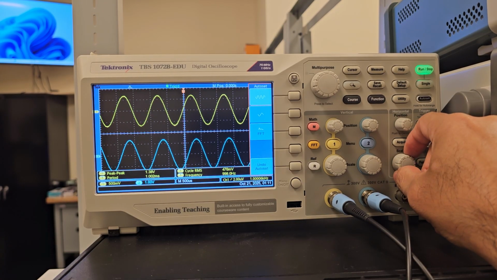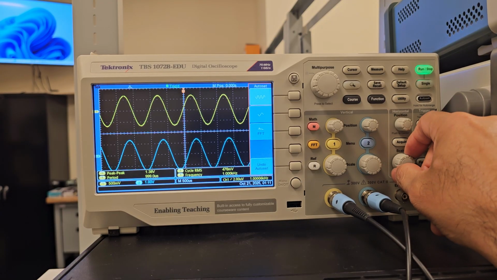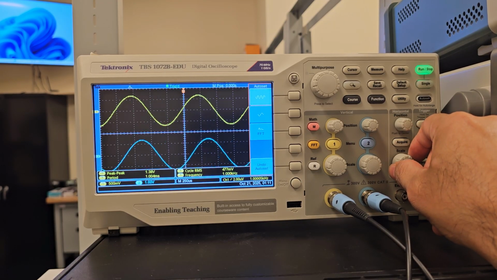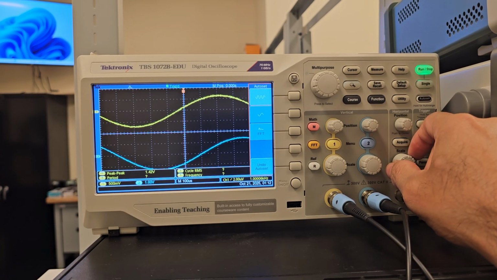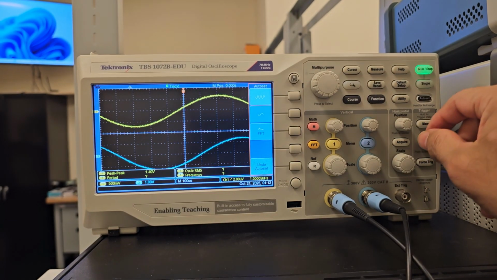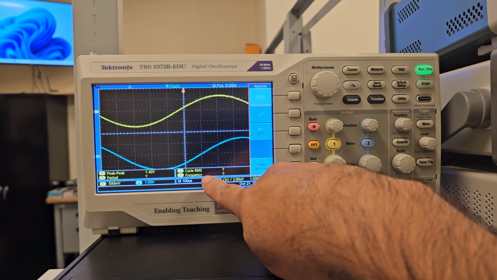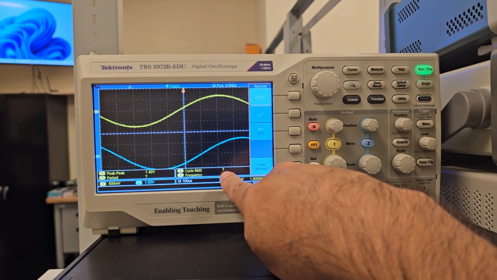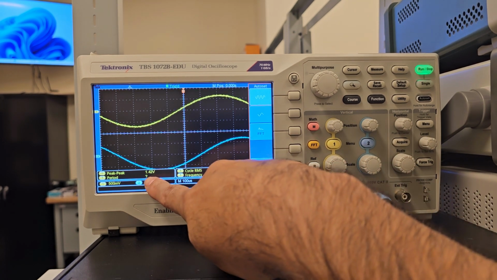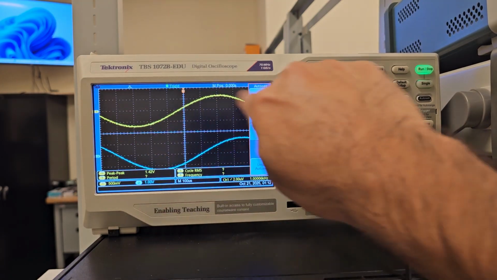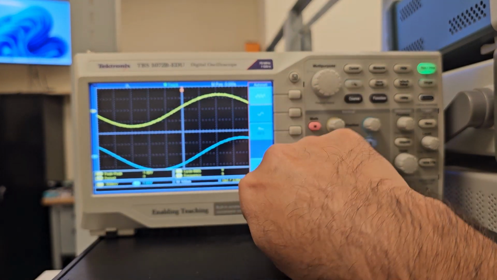I keep zooming in, and is that as low as it goes? That's 500 microseconds. Oh, 250 microseconds. Let's see if we can go a little bit lower. That's too far because I need a full waveform on the screen. Notice that the frequency and the cycle RMS now have a little question mark. The period also has a question mark because there's not enough on the screen to measure.